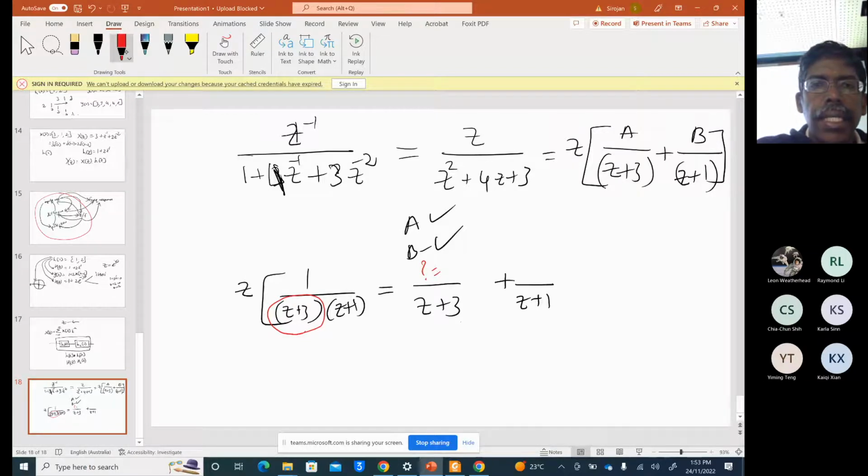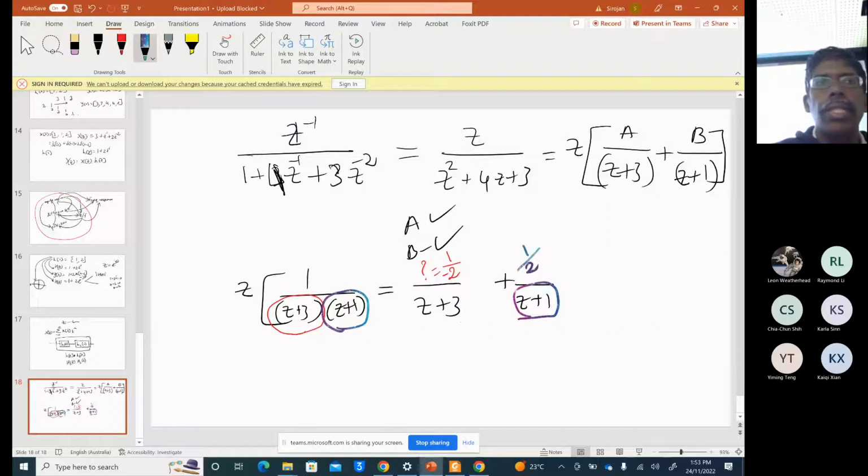So that is 1 over minus 3 plus 1, which is minus 1 over 2. And here you cover this one and substitute for the rest whatever makes this one 0, so z equal to minus 1. So 1 over minus 1 plus 3, which is 1 over 2. Okay.